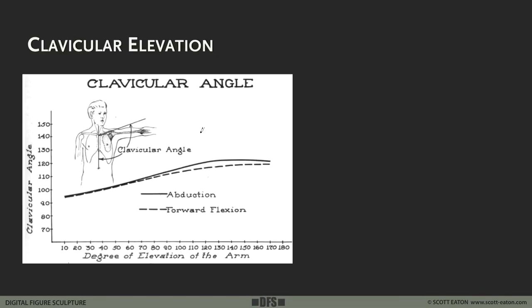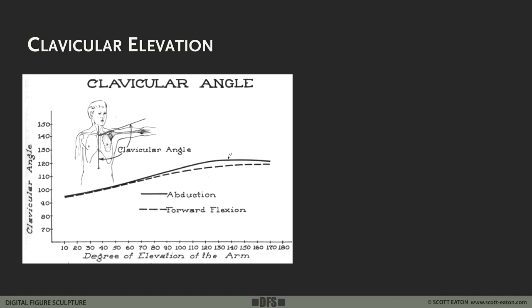But right now, I wanted to move to the clavicle, right? Because as you probably are aware just from general observation, the clavicle elevates when you raise your arm. Okay, and some of this data that I have in this lecture is from a really old research paper on the biomechanics of the shoulder.